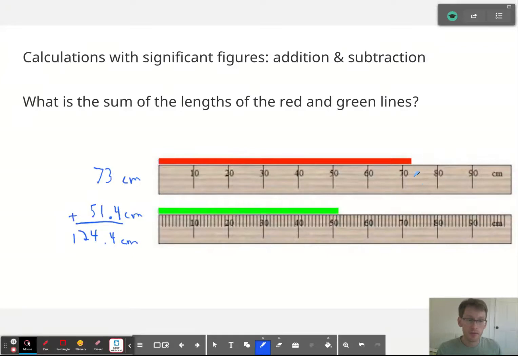So, of course, the least precise measurement is the measurement of the red line, and so it's only precise to the ones digit, and that is our limiting factor. So what we have to do is cut off the 0.4 and make it 124 centimeters. That is the sum of the lengths of these two lines, because our ones digit is as precise as we'll go in our answer, because our least precise measurement is only precise to the ones digit. And that works with both addition and subtraction.